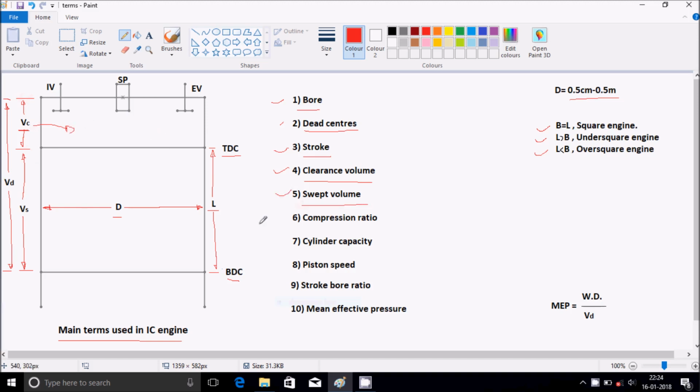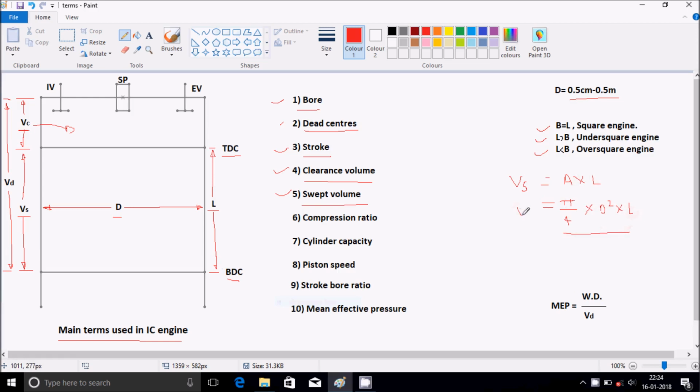Next is the swept volume. It is denoted by V suffix S. It is the volume swept by piston from top dead center towards bottom dead center during its motion. It is called swept volume or displaced volume by the piston. V suffix S is equal to area of the piston multiplied with the stroke length, where area of the piston is nothing but pi by 4 multiplied with bore diameter square, multiplied with stroke length. This is the formula for the swept volume.